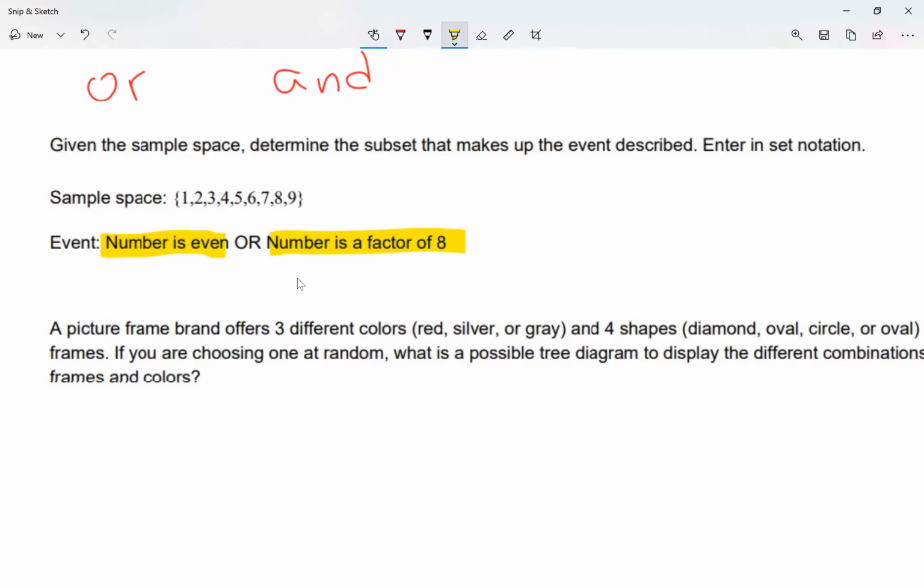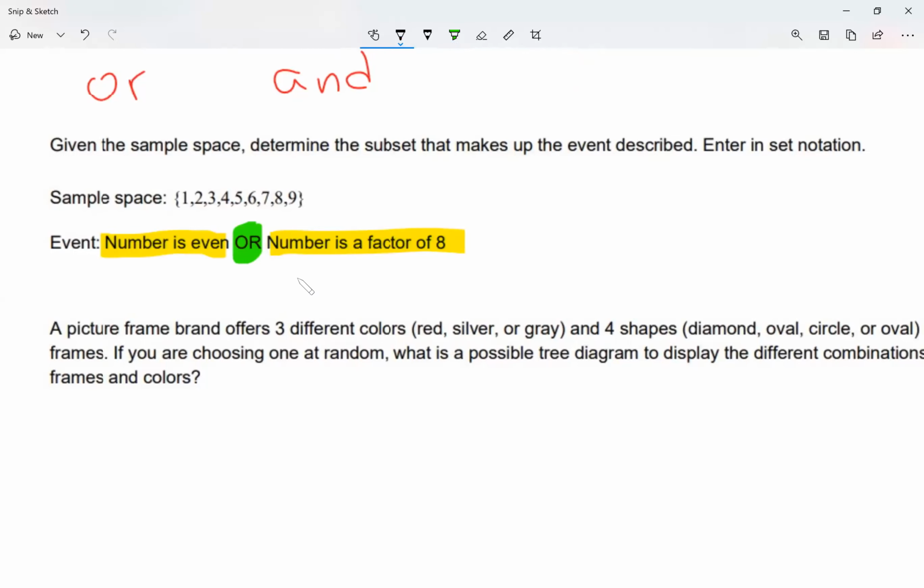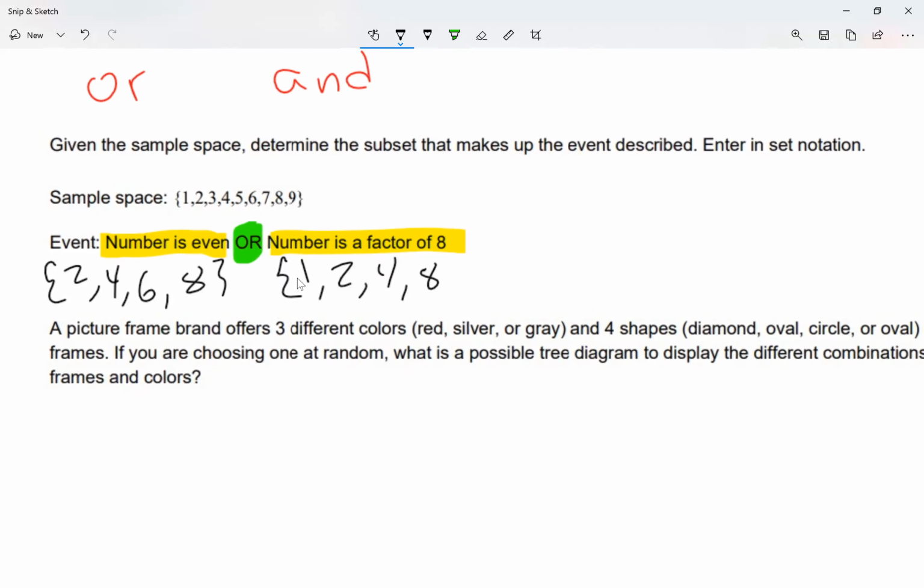Okay, but in this case, I use the word or. Remember, I'm going to use or and. So first of all, I see, okay, the number is even. So from my sample space, the number is even. I have the numbers 2, 4, 6, and 8. Right? Those are the numbers that are even in my sample space. When I look at the other list, the number is a factor of 8. So I'm thinking, all right, what are the factors of 8? 1, 2, 4, and 8.